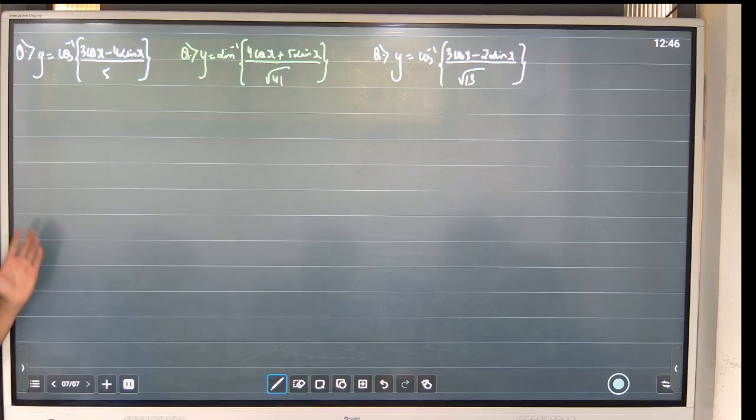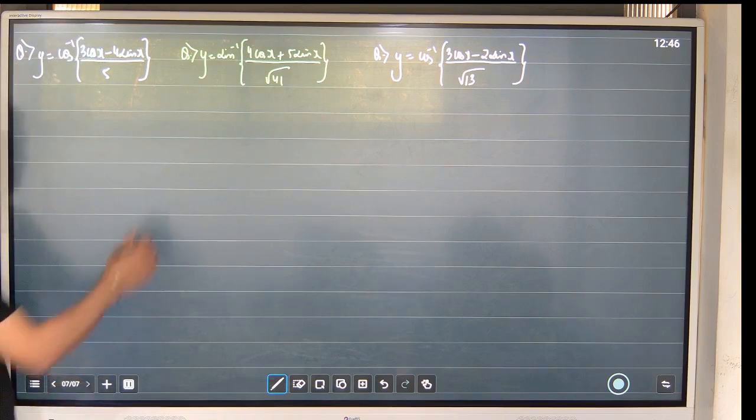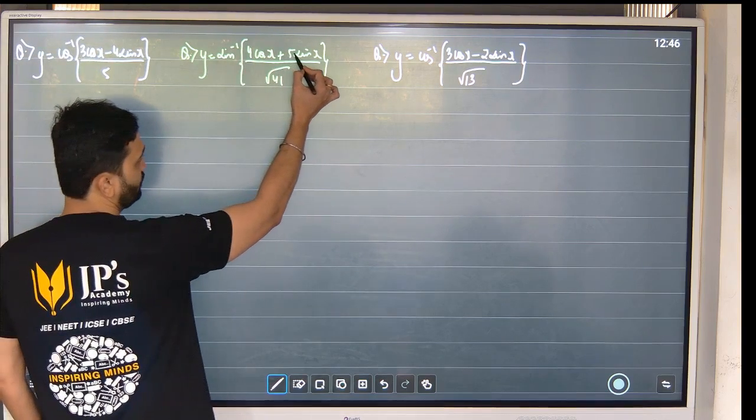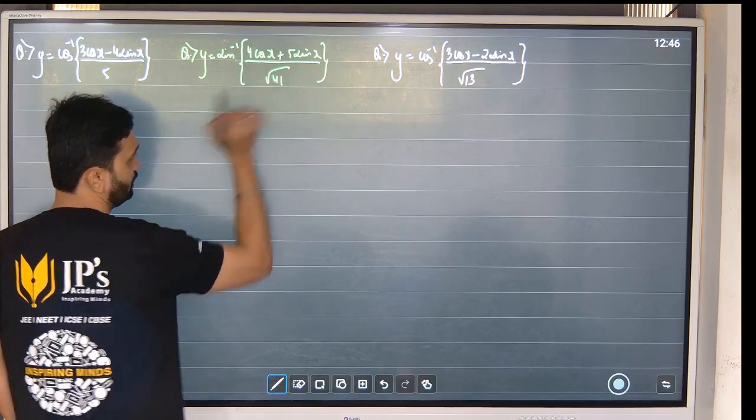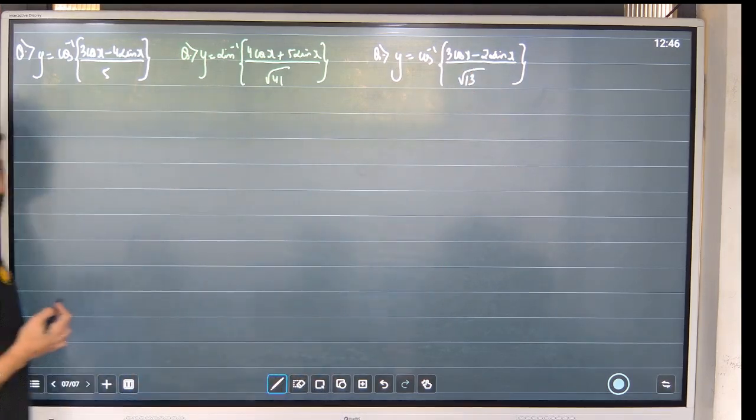Can anyone tell me what is the similarity between all the 3 terms? There is one similarity between all the 3 terms. The denominator is from a right angle triangle's squares. 3 square plus 4 square is 5 square, and the root of 25 is 5. 4 square is 16, 5 square is 25, and 25 plus 16 is root 41. 9 plus 4 is 13, so it becomes root 13.